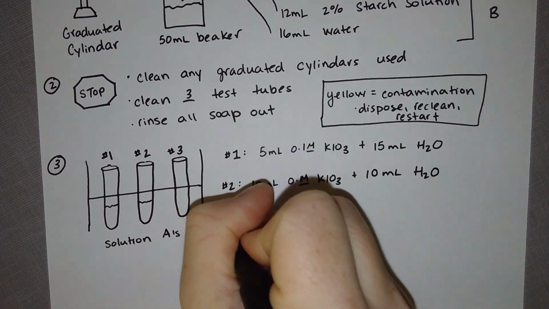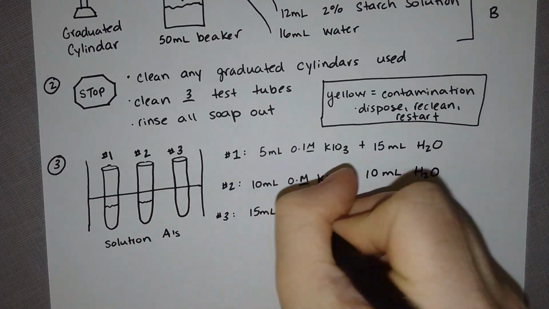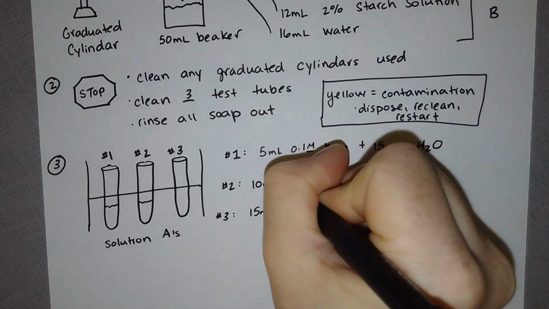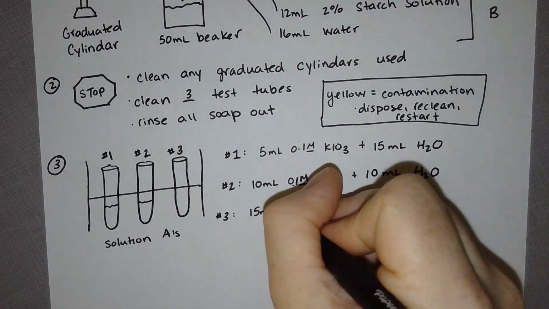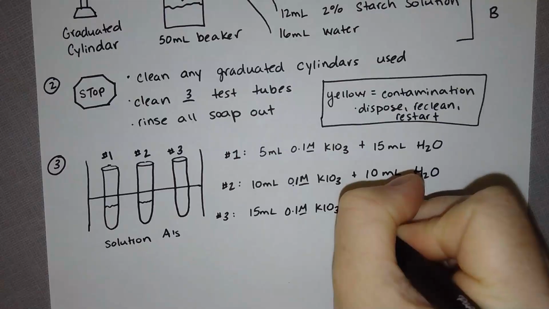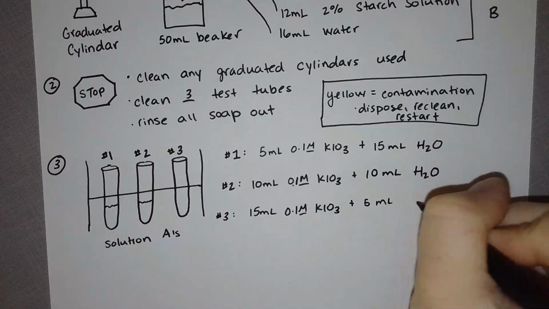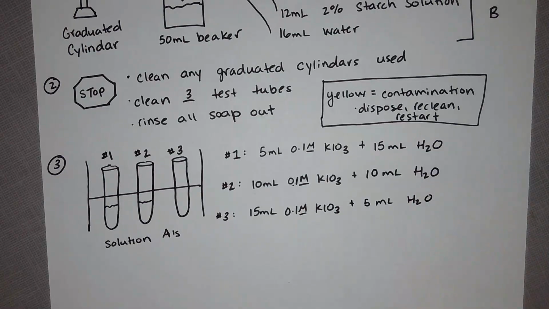And then for our final test tube, we are going to do 15 milliliters of, this is my fault, that should be 0.1 molar. 0.1 molar KIO3. And since we still want a total volume of 20, this time we're just going to do 5 milliliters of water, or H2O.